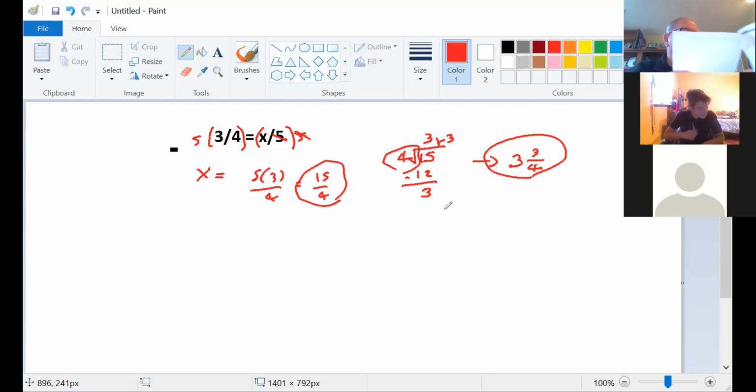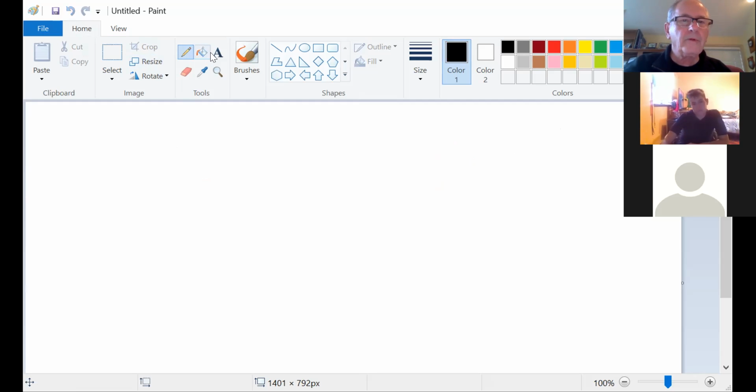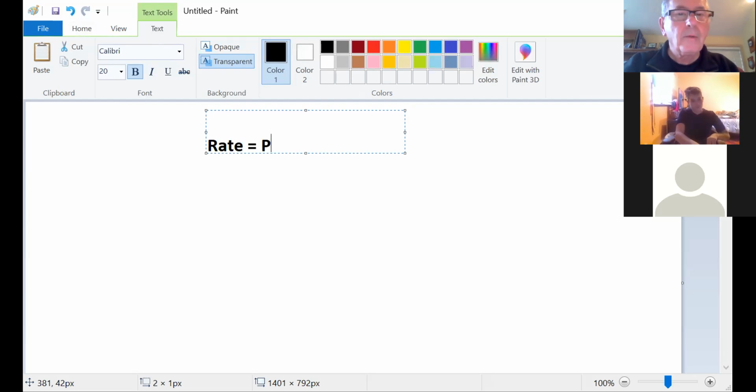Okay, understand rates and bases. Remember we had that formula. Let me do the board here. Where we said rate is equal to part over base, right? And if we said the rate, and we want this in percent, we multiply it by 100.